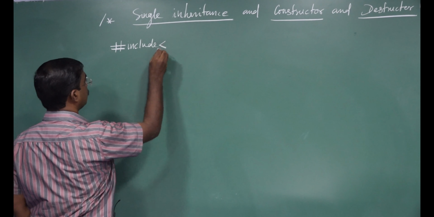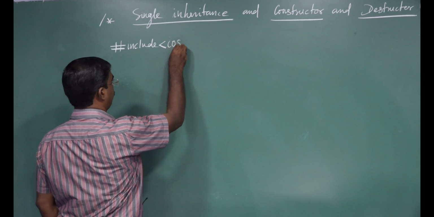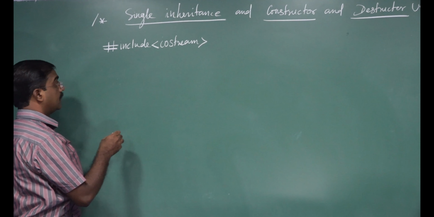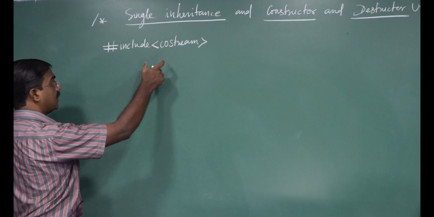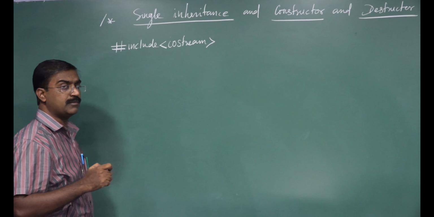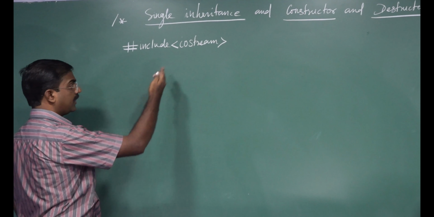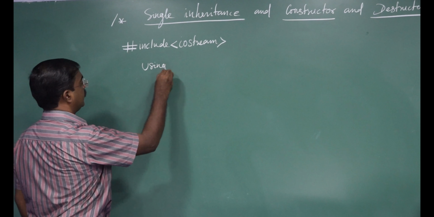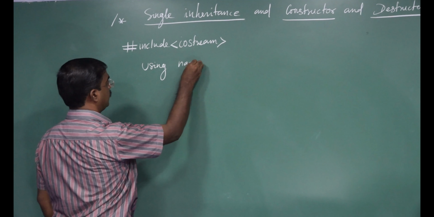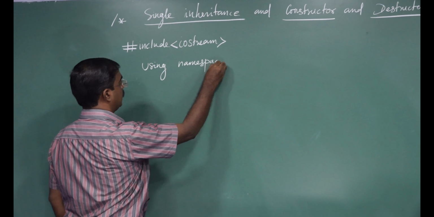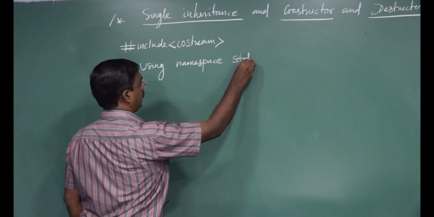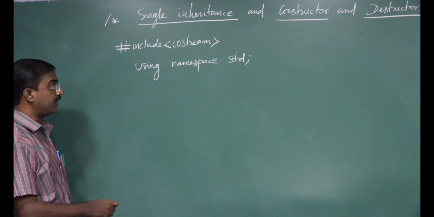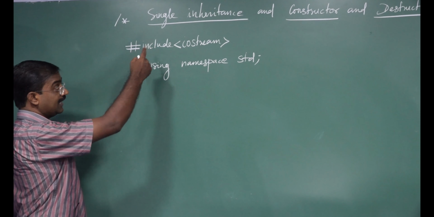include iostream. In this, cin and cout, everything comes inside the input and output stream. That's why it's included as a header file. Now, using namespace std. In this code, we are introducing a class because of single inheritance.